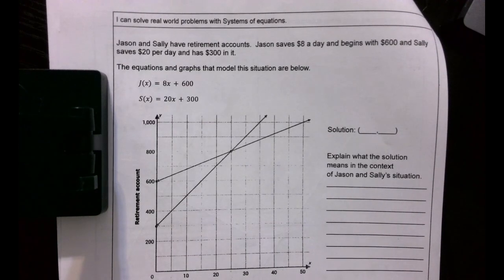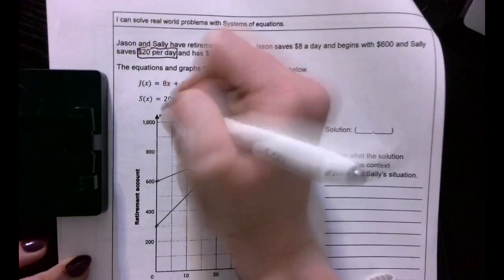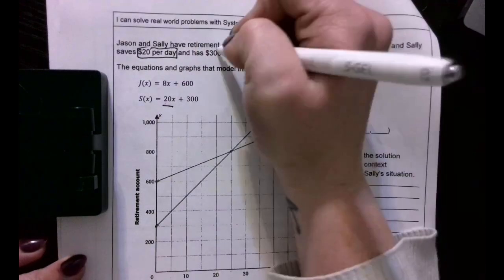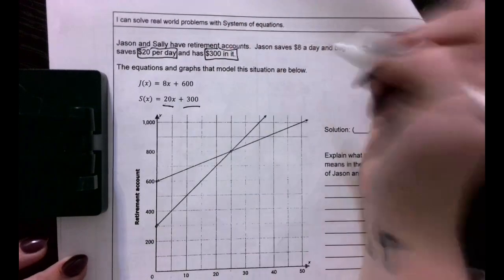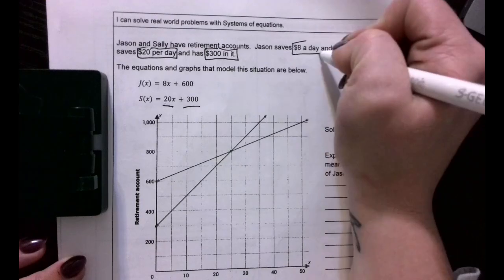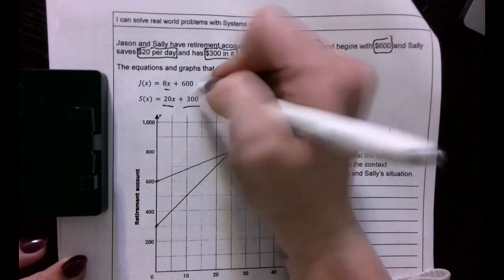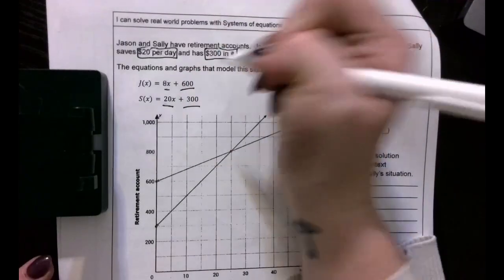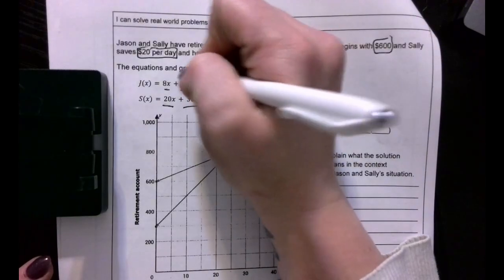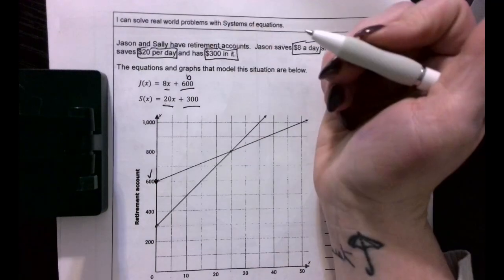If you want to know how they did it, they looked for keywords like $20 per day to find which one was the slope. They looked for words like how much they already had before the change. Here's the $8 a day for the slope of the top one, and the $600 they already had for the top y-intercept. And just to review, the way that they graphed it was the number without the variable is your beginning or your y-intercept. So the 600s are B. Yay. And then the slope is 8.